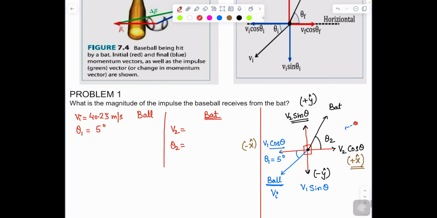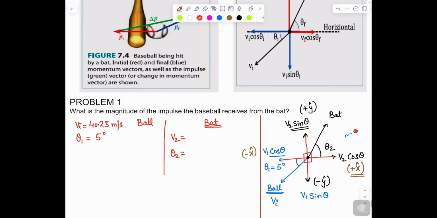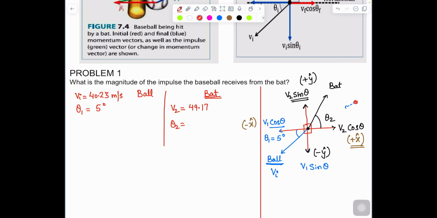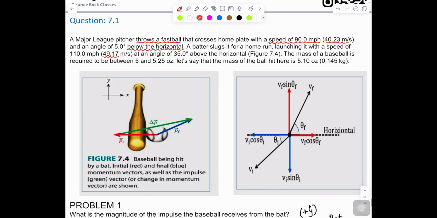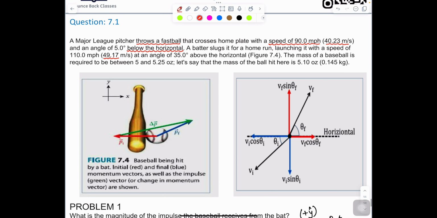Now a batter slugs it for a home run, launching it with a speed of 49.17 meter per second at an angle of 35 degrees. So the angle is 35 degrees, above the horizontal. Now you understand, above the horizontal, it is going up. The mass of the baseball is required to be between 5 to 5.25 ounces. Let's say the mass of the ball is, okay guys, they already solved it.